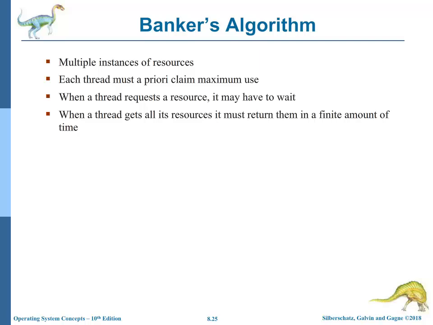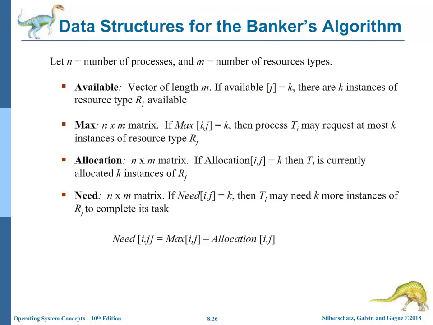If it will, the resources are allocated. Otherwise, the thread must wait until some other thread releases enough resources. When a thread gets all its resources, it must return them in a finite amount of time. The following data structures are used to implement the Banker's algorithm.